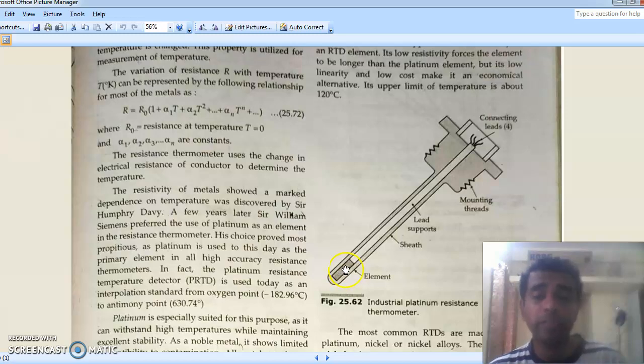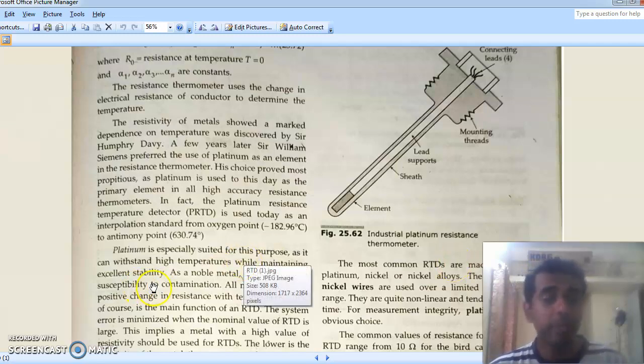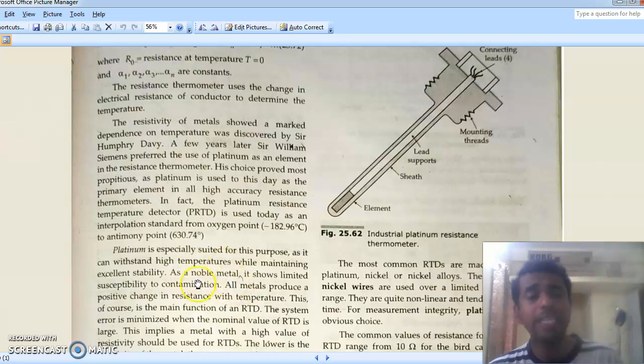Very high resistivity value. So one thing is it should be inert in nature, and the next thing is that the element should have very high resistivity. So platinum is one material which has very high resistivity, and also we know that it has a constant resistivity. I'll tell the reason why it should have very high resistivity. And next is that it is almost inert also. It has limited susceptibility to contamination. So it can be treated as a noble metal.